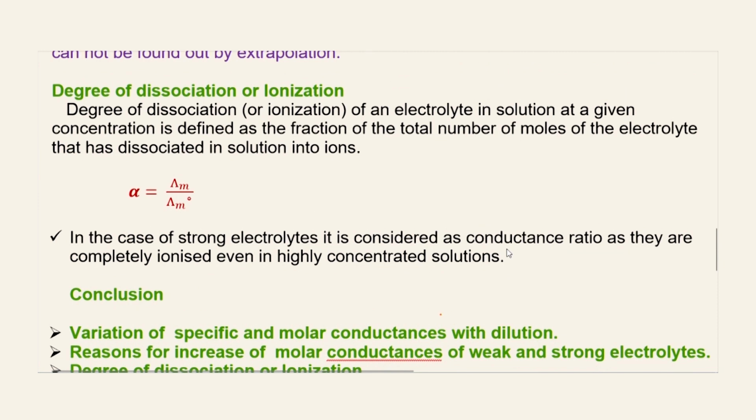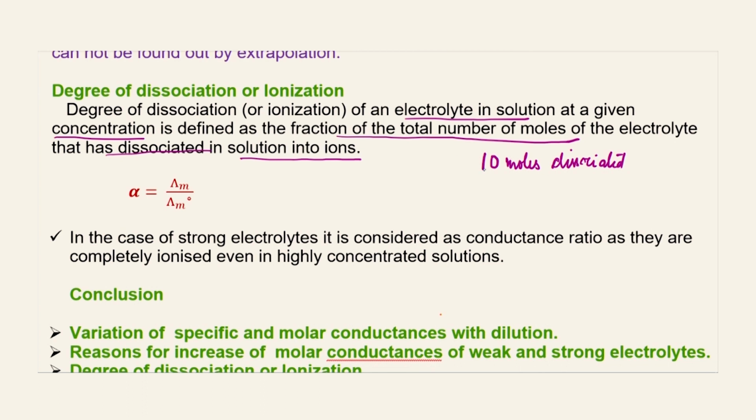Degree of dissociation of an electrolyte in a solution at a given concentration, you can take at any concentration C. This is defined as the fraction of the total number of moles of the electrolyte that has dissociated in the solution into ions. I will make it clear. Suppose you are having 10 moles dissociated at a particular concentration.